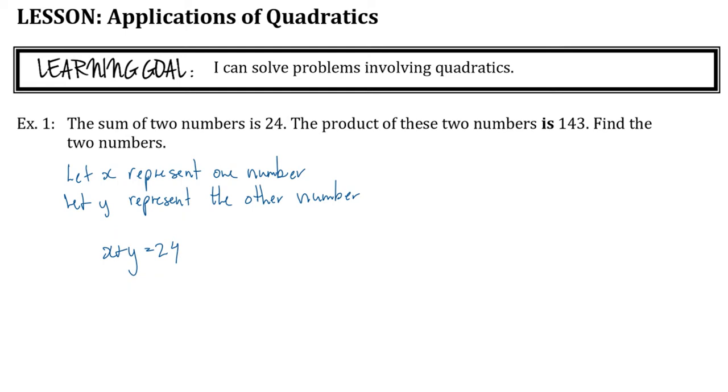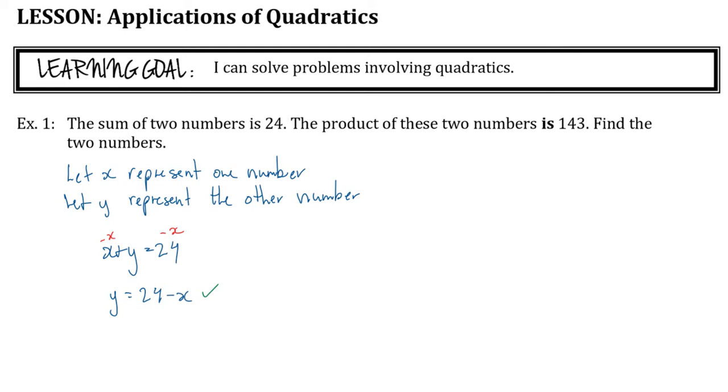That is not the hard part. That part's done. It doesn't involve the product, which is going to be the harder part. I'm going to solve this equation for either x or y. I'm going to solve for y, which means I have to subtract x from both sides. And I end up with y equals 24 minus x. That is a key thing that I have to get to for this problem.